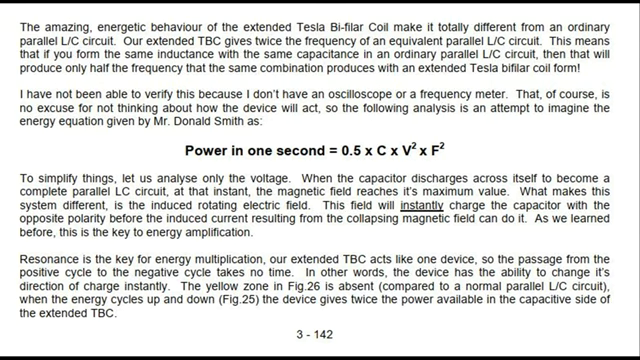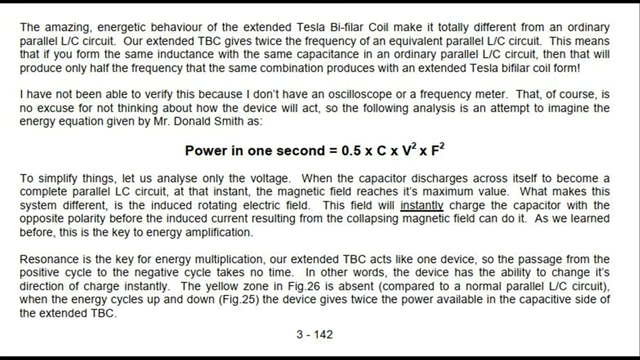When the capacitor discharges across itself to become a complete parallel LC circuit, at that instant, the magnetic field reaches its maximum value. What makes this system different is the induced rotating electric field. This field will instantly charge the capacitor with the opposite polarity before the induced current resulting from the collapsing magnetic field can do it. As we learned before, this is the key to energy amplification. Resonance is the key for energy multiplication.